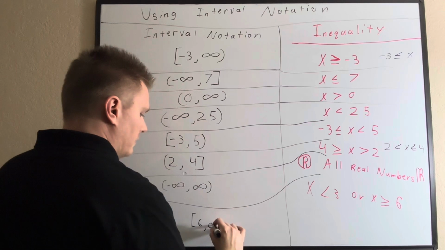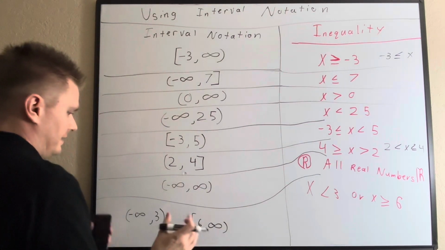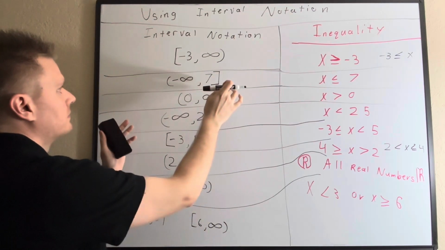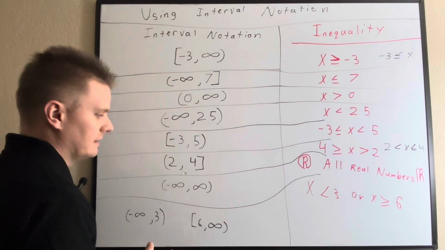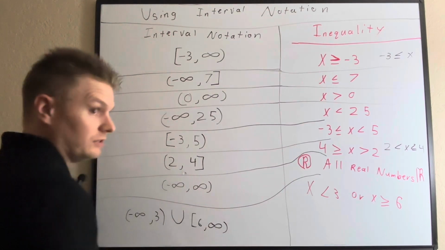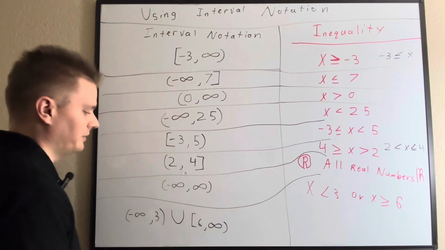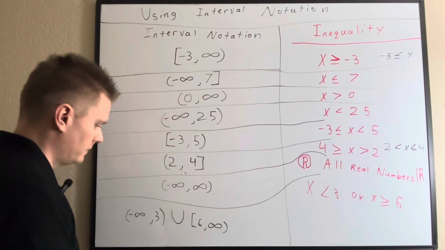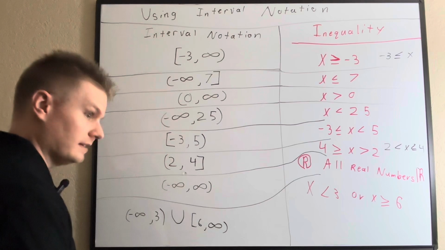So we need to have that infinity with the parentheses, but these are just two separate intervals, you know? They're not together really. So how do we do that? We have this symbol called union. And I remember it's called union because it looks like a big U. It's a big horseshoe facing up. Make sense?